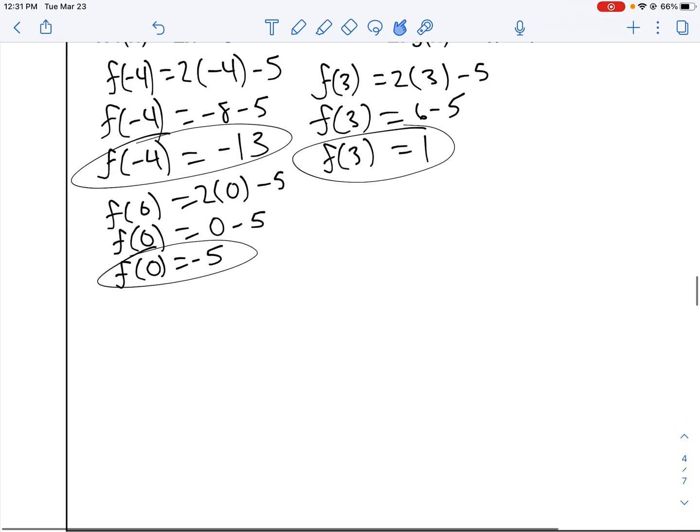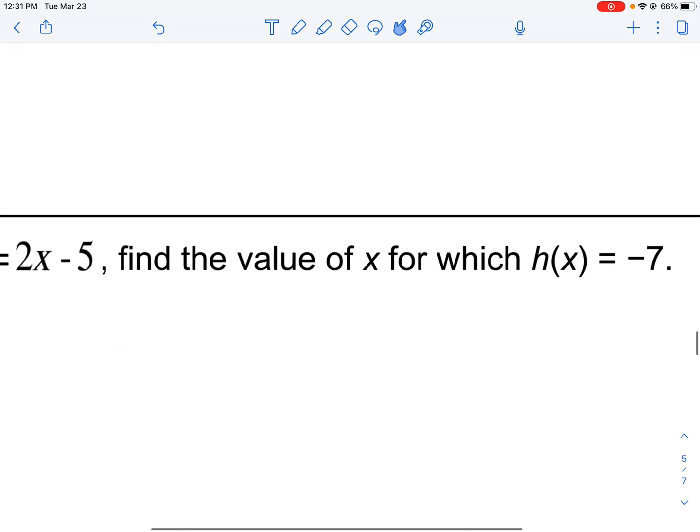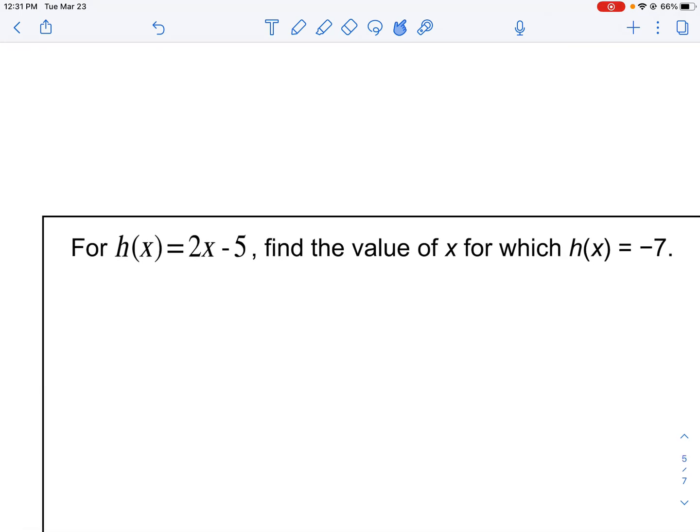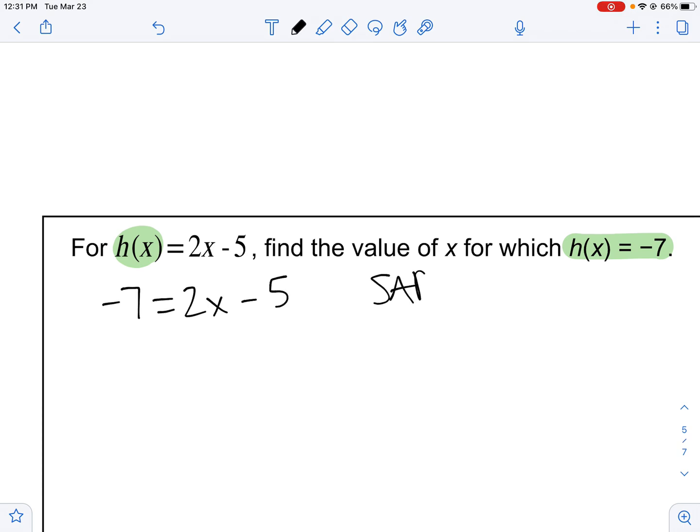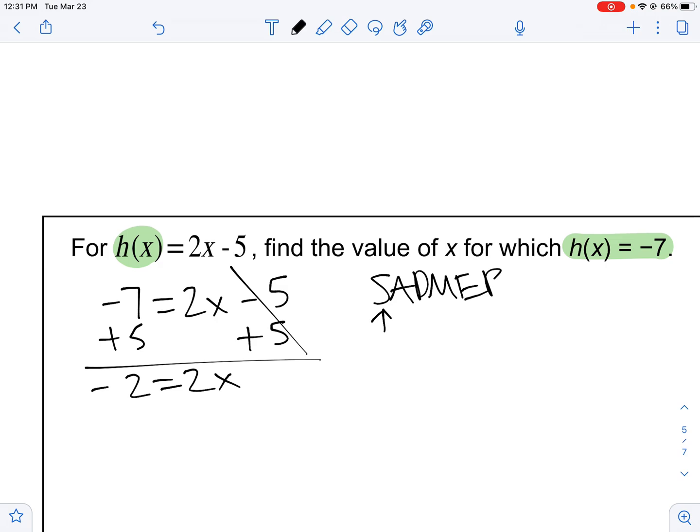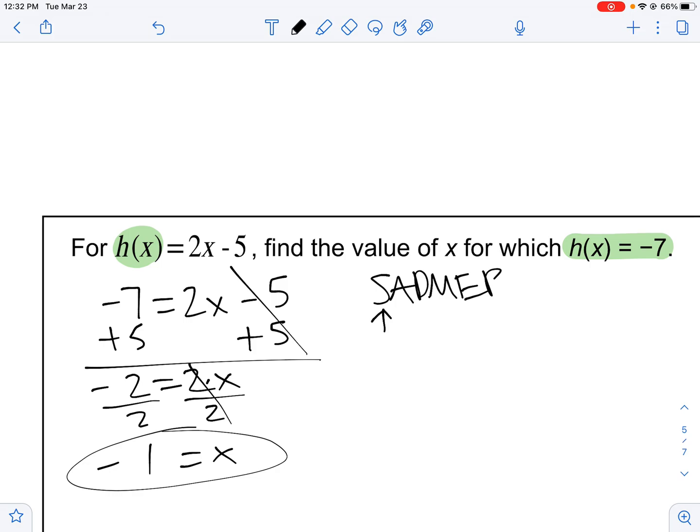So those times they were giving us the x, but what if instead they gave us h of x or f of x or whatever letter they want to use? Well, this time they're telling us the whole thing right here is negative 7. Well, we just need to use SADMAP to solve. So since we have subtraction, we do the opposite and we add. So negative 2, 2, x, 0. This is multiplying, so we do the opposite, divide. So negative 1, 1, and x. So there we go.